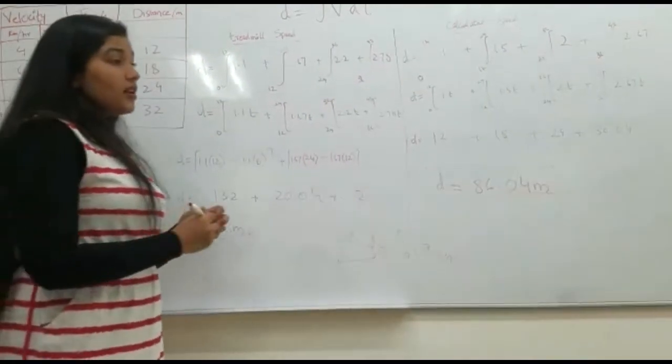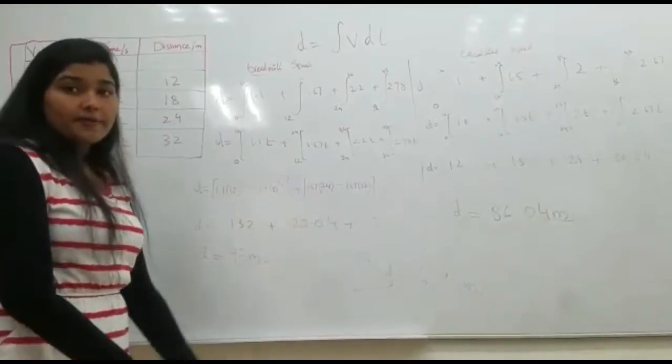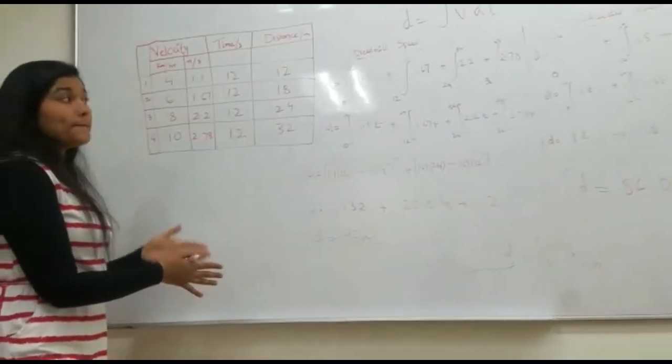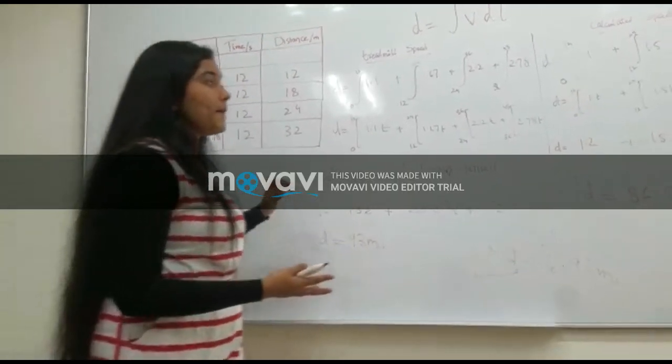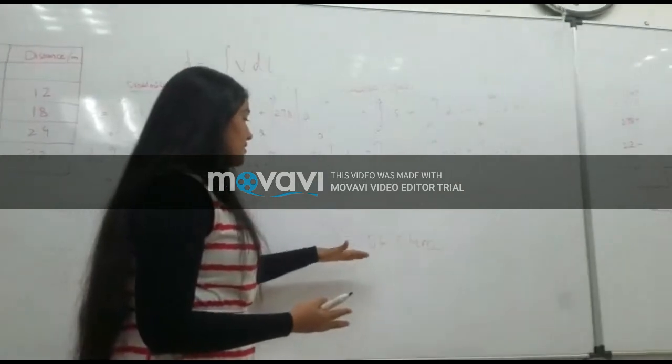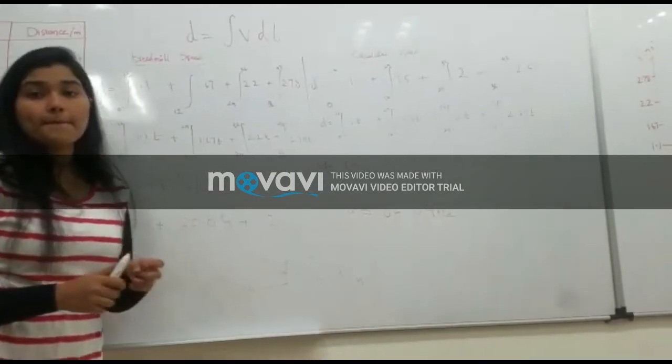So this whole thing shows that the calculated speed is more reliable than the treadmill speed, because the treadmill speed is showing more distance as compared with the calculated speed, which shows the correct distance you covered. Thank you.